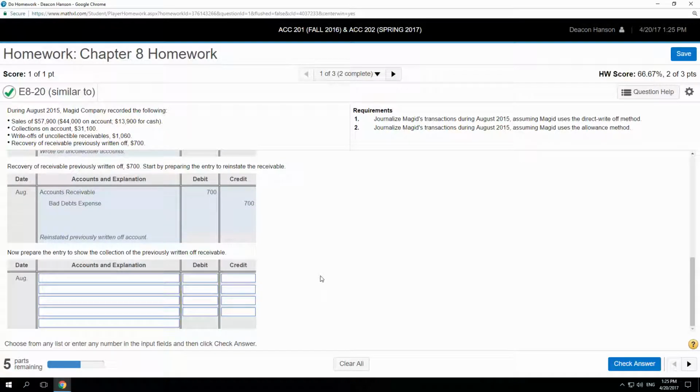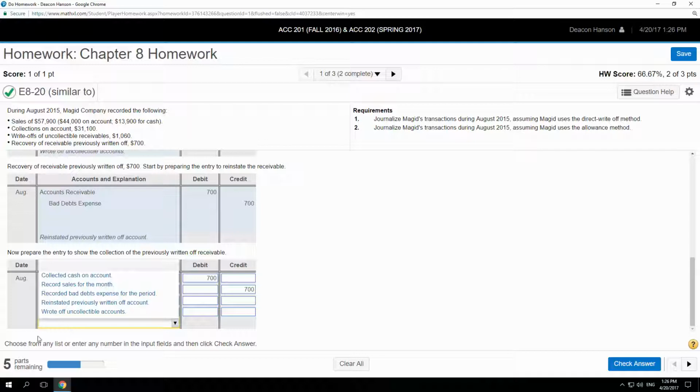Now we got to show the collection, because usually when you recover a receivable like this, it's a check that comes in the mail. You had already written this thing off thinking that you're never going to collect it, and all of a sudden you get a check from your customer. So the second step in the recovery is to show the collection. So it seems kind of silly to make the receivable go up and then take it right back down again, but that leaves a trail.